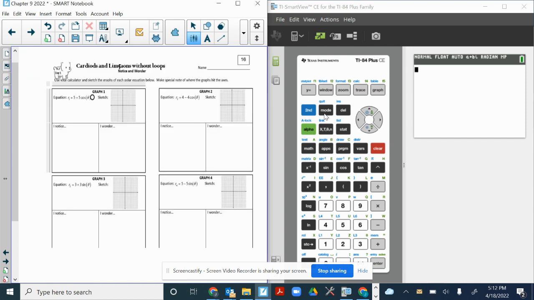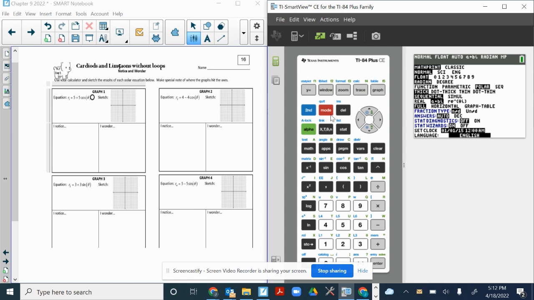So to put polars in, you have to do a couple things. First, you hit mode, if you're using a calculator. If you're using Desmos, I'll show you how to do that in a second. So mode, and the first thing you want to make sure is you are on radian mode, because we'll be graphing and you want to make sure you're doing it in radians, otherwise your graphs are going to be huge.